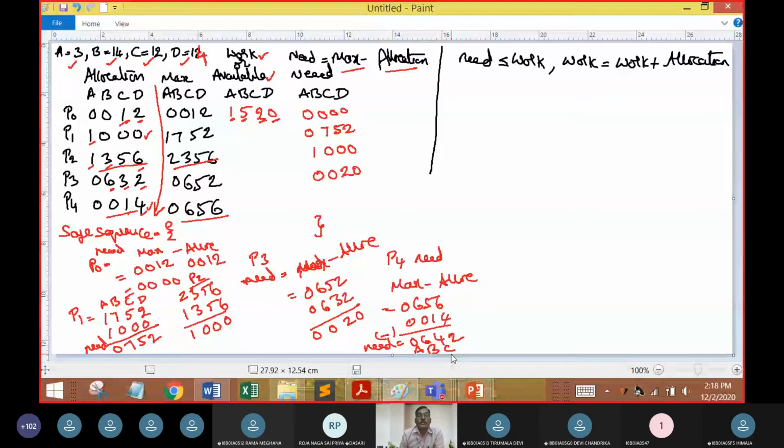So I am going to write 0 6 4 2. Got it? This is how you are going to compute the need matrix. So let us verify the answer again. What I should get is 0 0 0 0. Next I should get 0 7 5 0, 0 7 5 2. Yeah, I got it. Third one it should be 1 0 0 2.